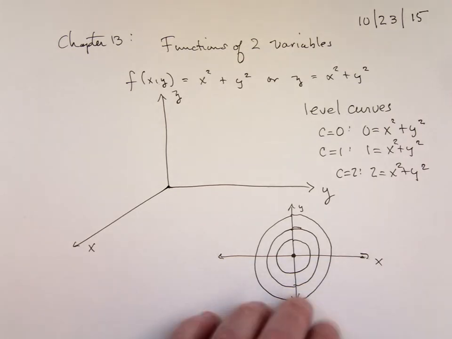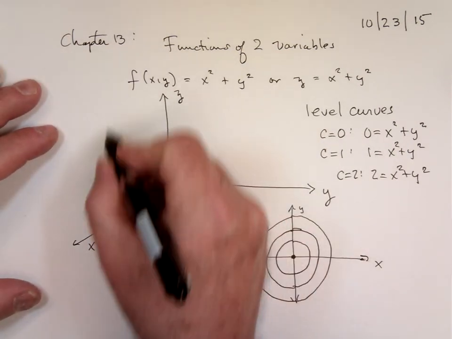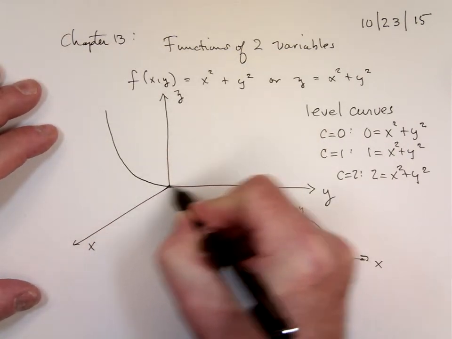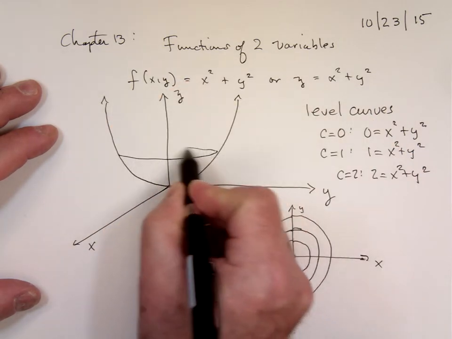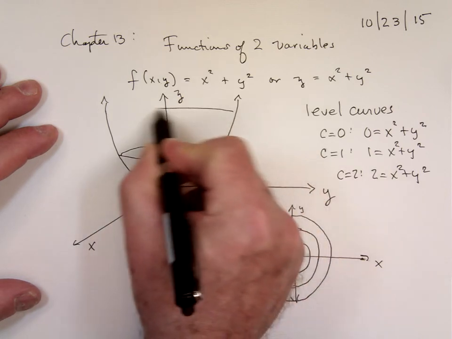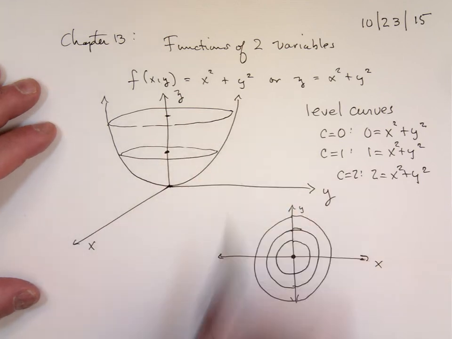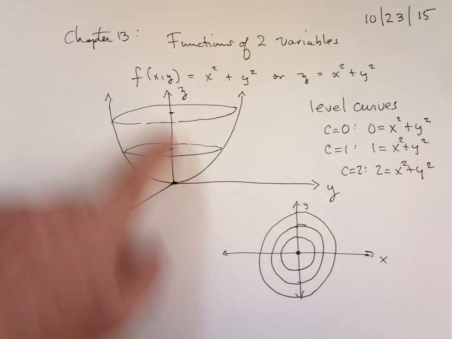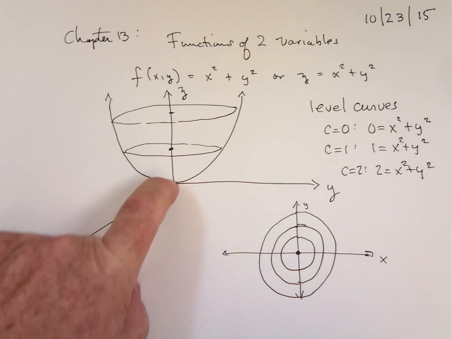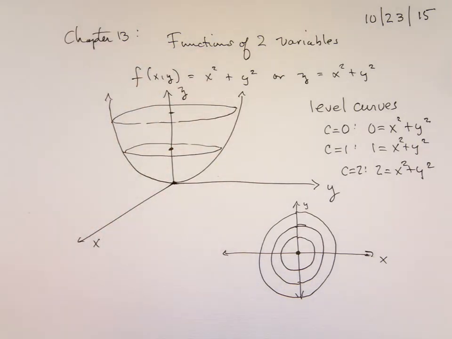How does this translate into our surface? Well, our surface is going to look like this. It's a paraboloid, and it comes up this way. It's a bowl. Our level curves are these circles, the intersections of our surface with those planes, pushed down to the xy plane. All right, well, we'll start there.